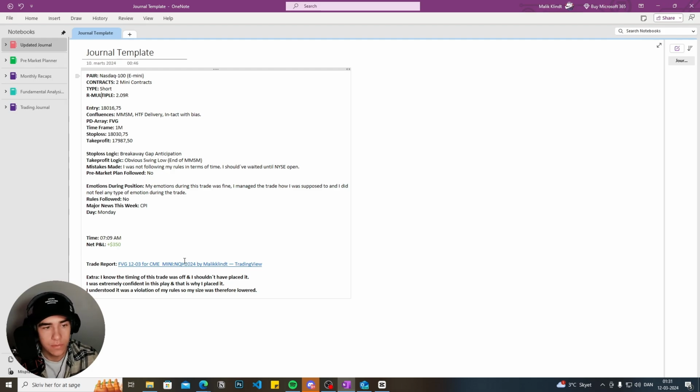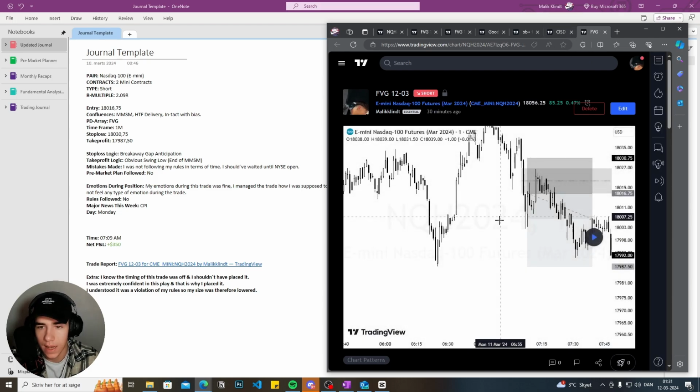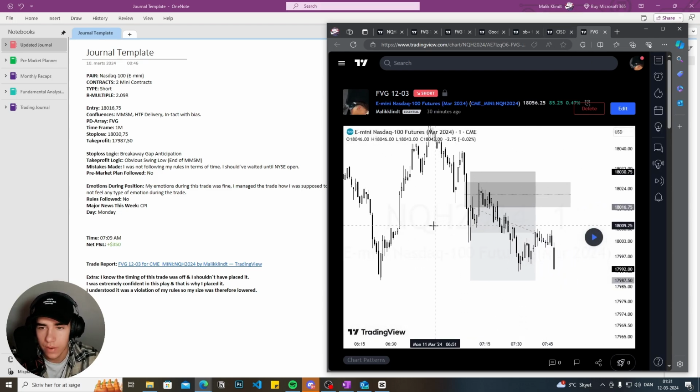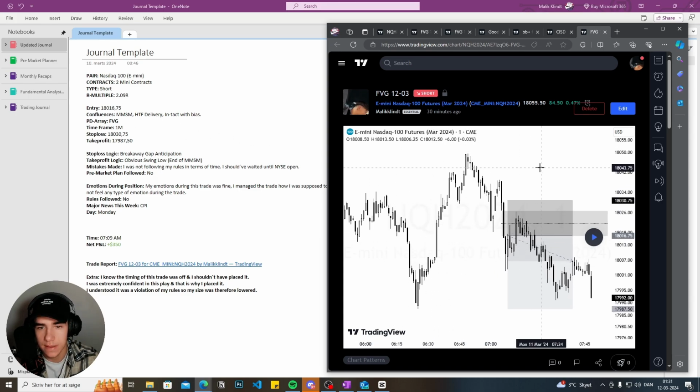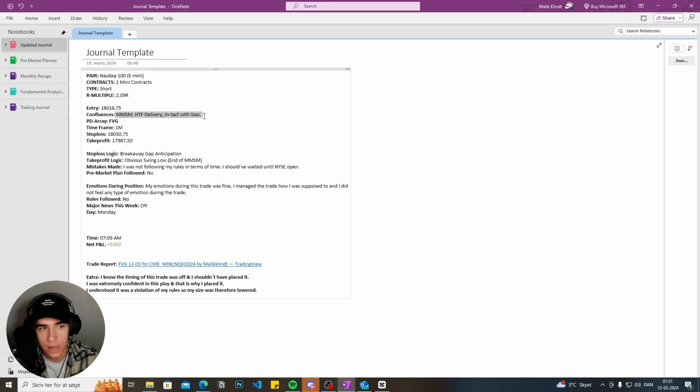Our entry: if I actually go ahead and click here, you'll be able to see the trade. I'm going to show you how to do this too, so don't worry. My entry is the price level which I entered at, so that is 1806.75. That is what I write down. Then we have the confluences. What were the confluences here? We had a higher time frame delivery up here, a lower time frame market maker sell model, and it was intact with my bearish bias. That is exactly what I wrote down here.